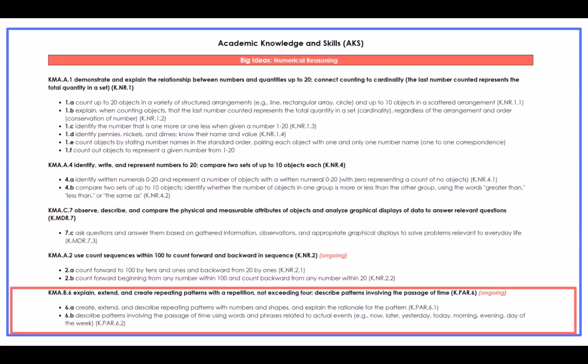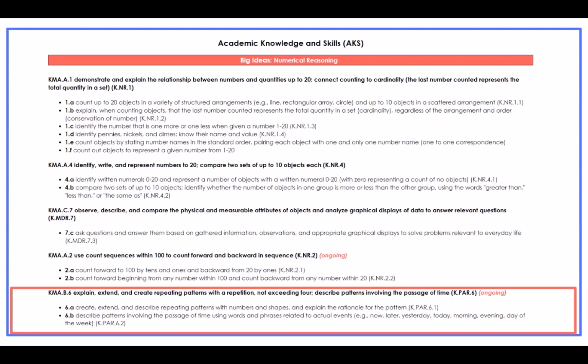AKS 6 is also an ongoing AKS, which will be addressed throughout the year. IOA 6.A states that students will describe a repeating pattern with no more than 4 repetitions, iterations, created using shapes and numbers, and extend the pattern, and create repeating patterns of their own. Our work with IOA 6.A will continue to be at the concrete level, with students describing and extending patterns using coins.